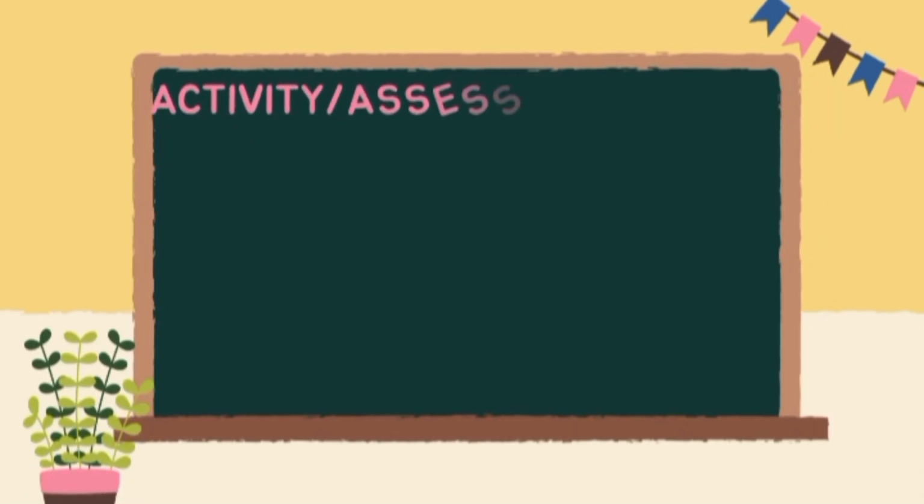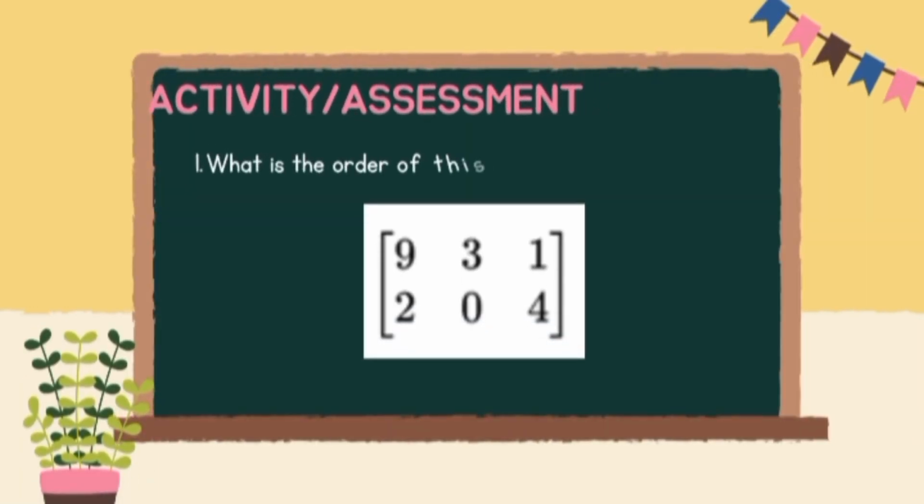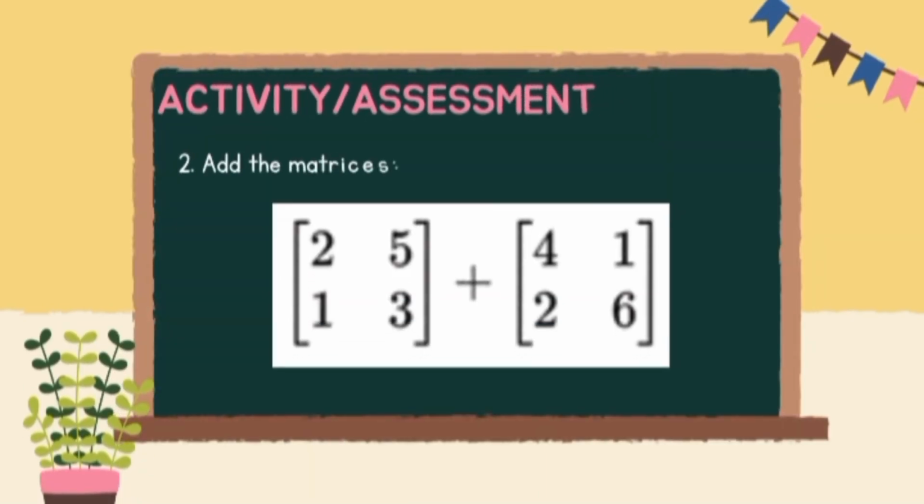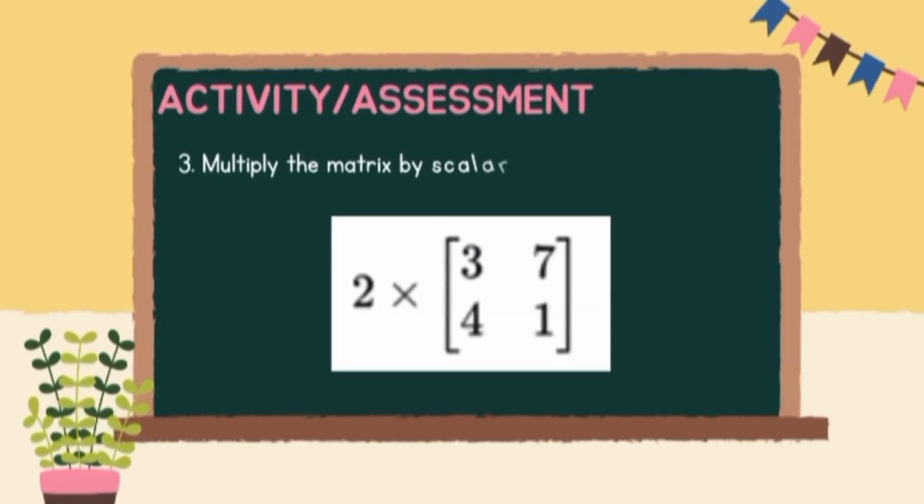At this point, let us test your understanding with a quick quiz. Comment your answers below. Number 1. What is the order of this matrix? Number 2. Add the following matrices. Number 3. Multiply the matrix by scalar 2. Pause the video, try answering, and then play again to see the solution.